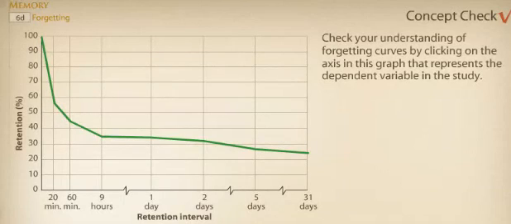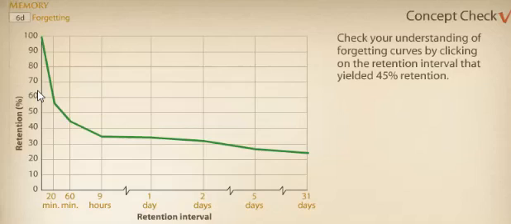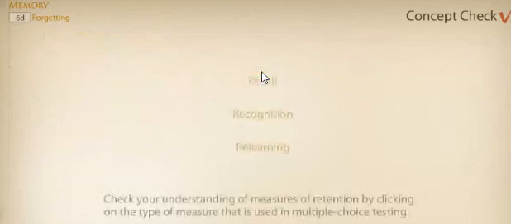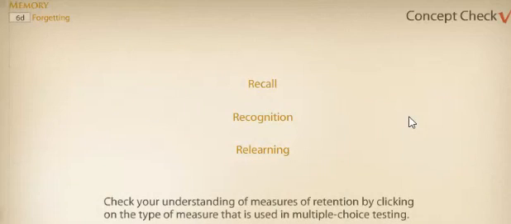Check your understanding of the forgetting curve by clicking on the axis in the graph that represents the dependent variable in the study. So the dependent variable would be the retention or the retention interval. So let's see what we could click on. Check your understanding of the forgetting curves by clicking on the retention interval that yields 45% retention. So let's see, 45% would be here. We'll say about an hour. And then check your clicking on the graph. The highest retention would be here. Multiple choice testing, we said, is recognition. Let's see what we got now.